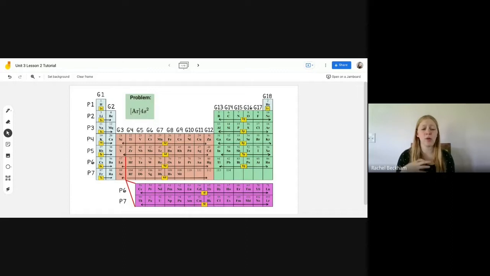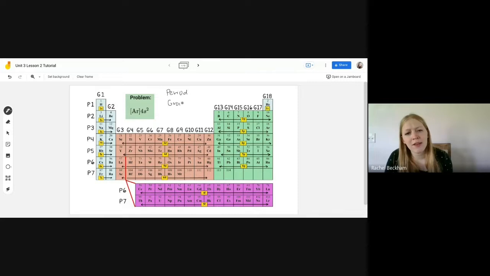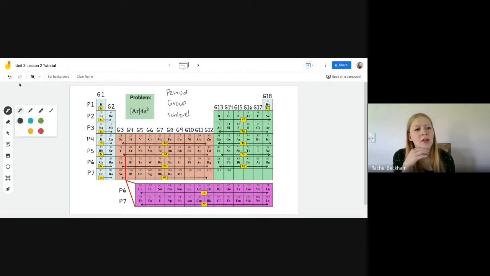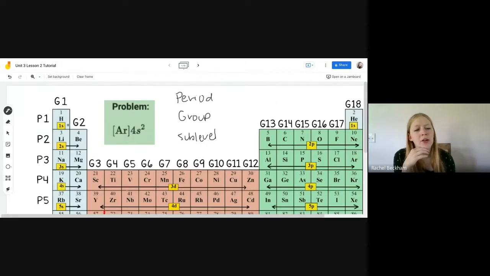It shows you that weird chart and it asks you to find the period, the group, and the valence electrons for this element. So we're going to go through this together. The problem asks you to find the period of that element, the group of that element, and then the sublevel of that element. So first of all, we have to figure out what this element is. So I'm going to zoom in a little bit here.